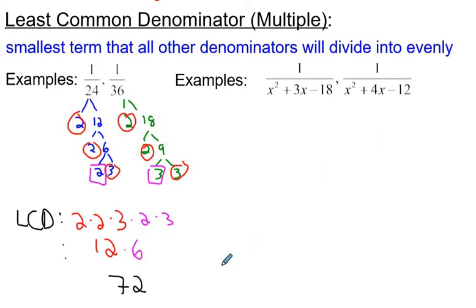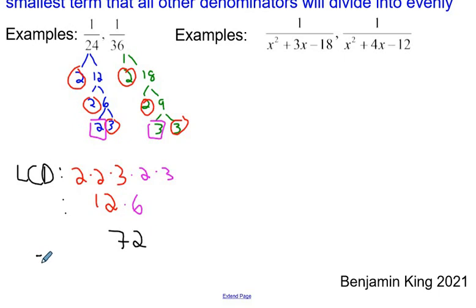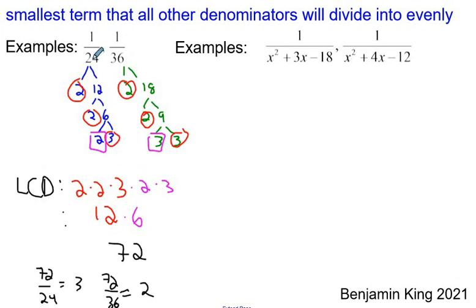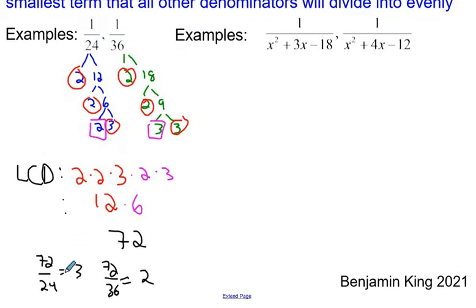So what is 72? Keep in mind that 72 is divisible by 24, right? Because if you divide 72 by 24, you're going to get 3. And then 72 is also divisible by 36 because it'll go in there twice. And that's what the least common denominator is. It is the smallest number that the two denominators you see will evenly divide into, producing an integer answer.